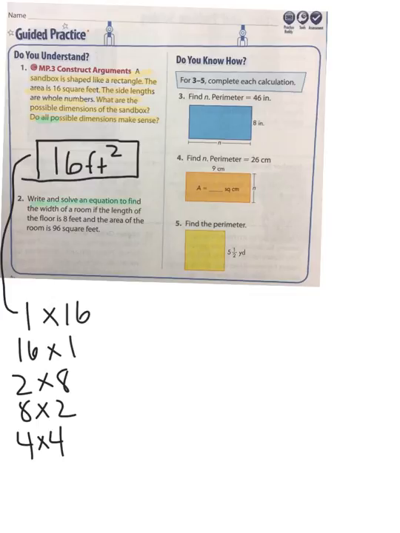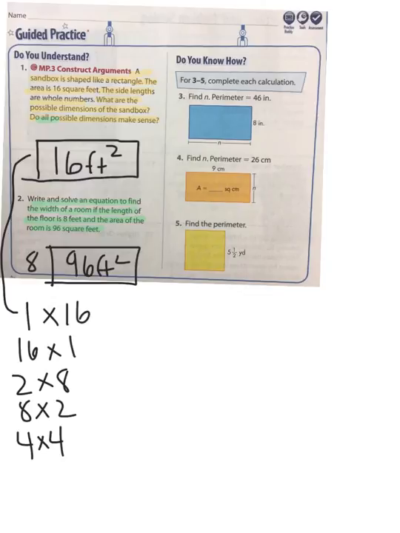Write and solve an equation to find the width of a room if the length is 8 feet and the area of the room is 96. So here's our room. The length is 8 feet, so I'm going to put that there, and the area is 96 feet squared. Since area is length times width, and I already know that the area is 96, I know that I need to divide.